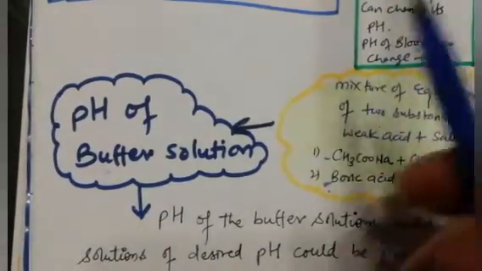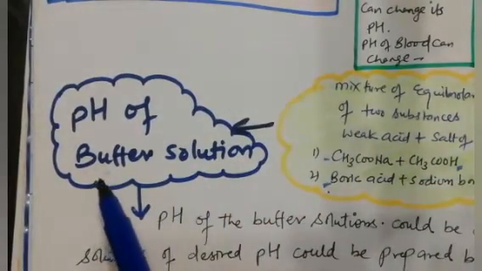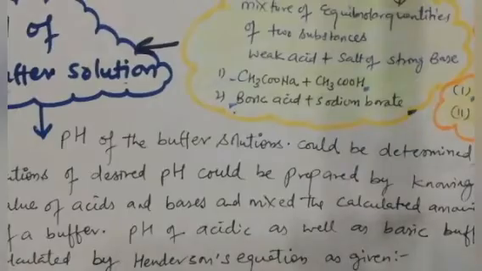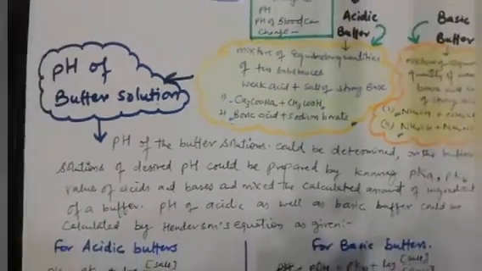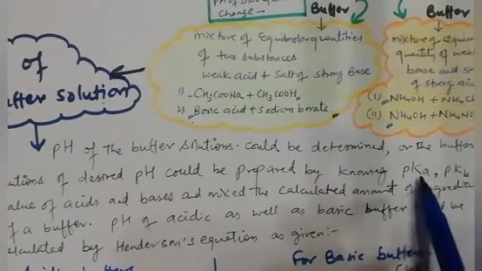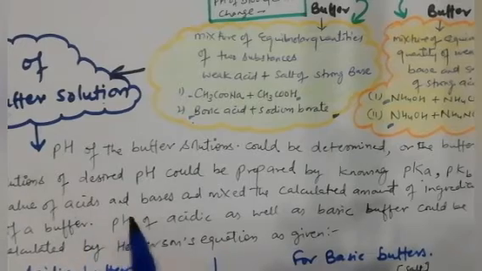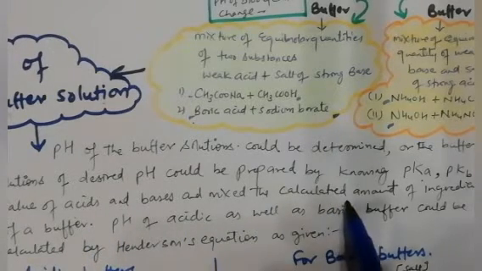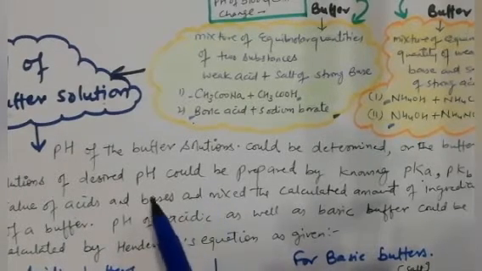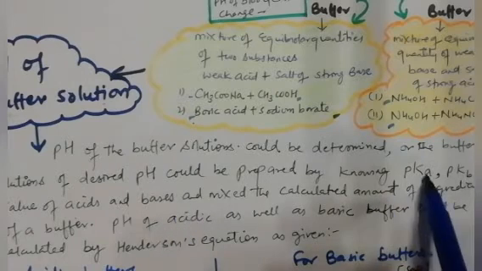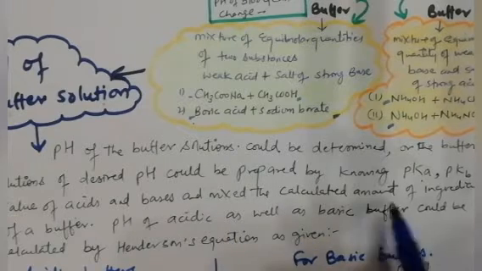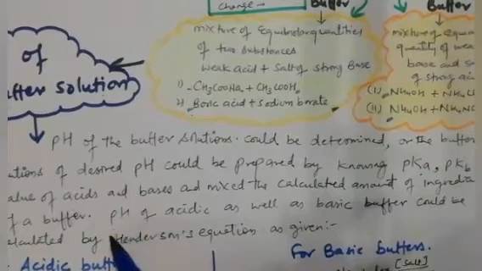Now, how do we calculate the pH of acid buffer and base buffer solutions? The pH of the buffer solution can be determined, or a buffer solution of desired pH can be prepared, by knowing the pKa and pKb values of the acid and base, and mixing the calculated amounts of the ingredients of the buffer. Okay, very simple. We can calculate the pH by knowing the pKa and pKb value of the acid and base, and then mixing the calculated amount of ingredients of the buffer.